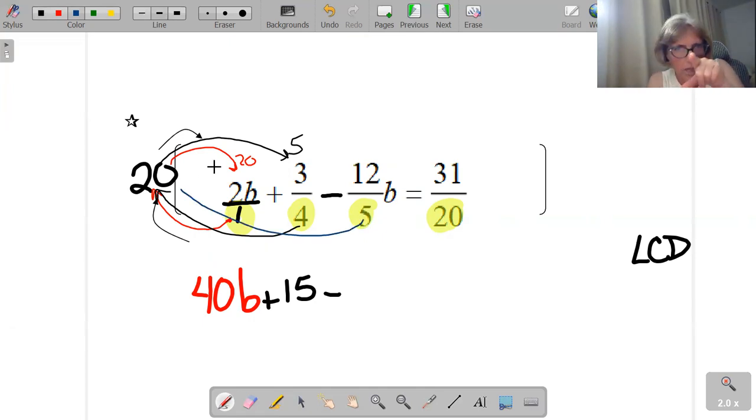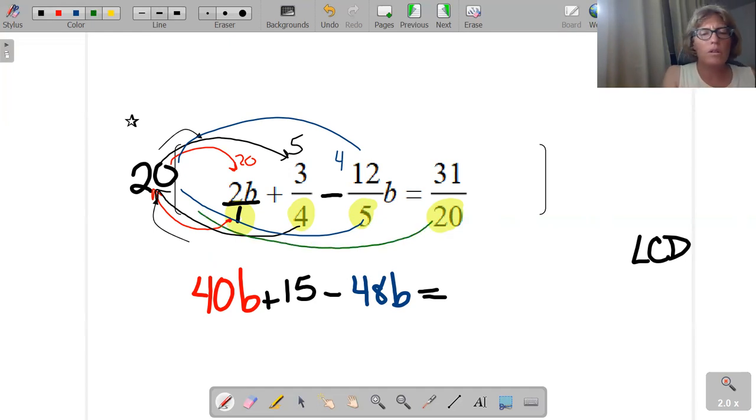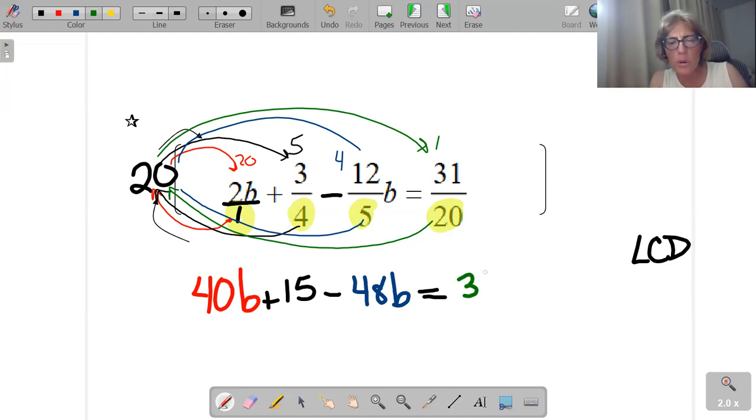5 goes into 20 4 times. 4 times 12 is 48. And it's B. Equals. 20 goes into 20 one time. 1. So 1 times 31 is 31. From here, you collect like terms and solve for B.